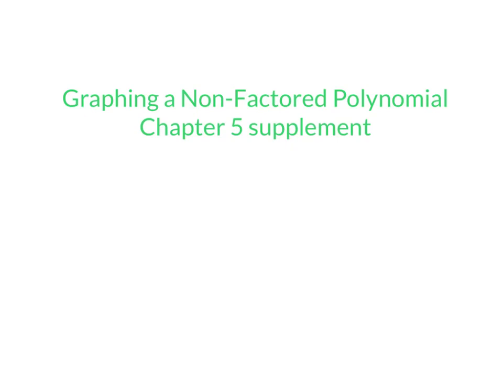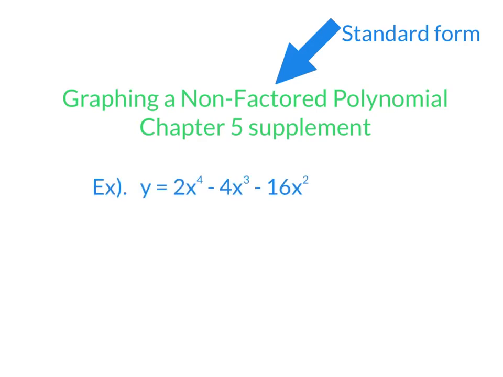This video will give another example of graphing a polynomial to go along with those that we covered in class. In this example, I'll work with a non-factored polynomial. If it's non-factored, that means that the polynomial is in standard form. Here's an example. Looking at this function, we can see, since it's in standard form, that it is a quartic because the highest degree is 4. It's also a trinomial because it has 3 terms.